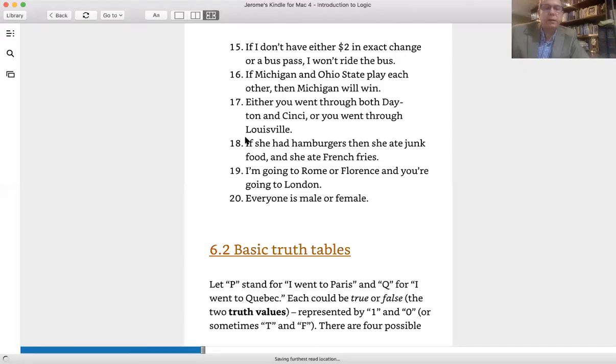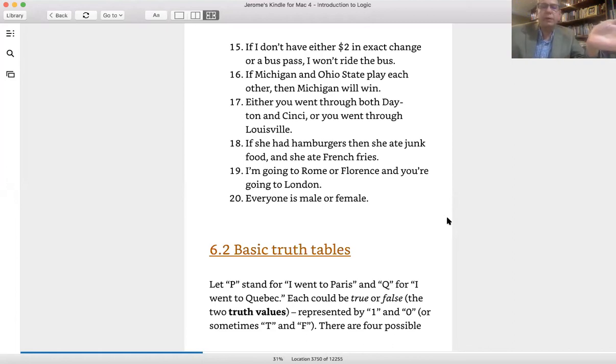Okay, I'm going to stop sharing for just a moment and then go to the text and show you some things. Okay, so the basic truth tables are what you're working with for this week.